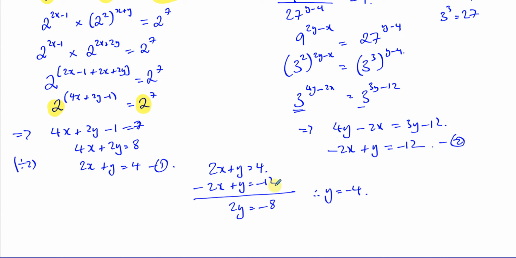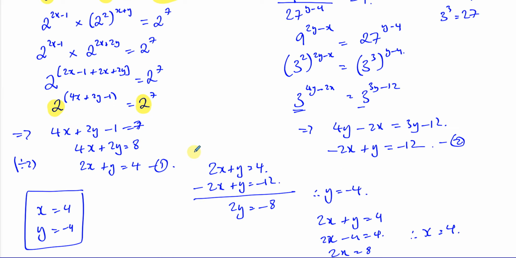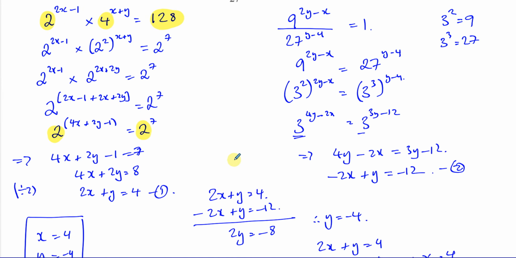And to find x, I can, for example, use this equation, 2x plus y equals 4. I know y is equal to negative 4, so I can say 2x minus 4 equals 4. So 2x equals 8. Therefore x equals 8 over 2, which is 4. So I'm left with x equals 4 and y equals negative 4 as my two answers to this question. All right, so there's the answer to this question.